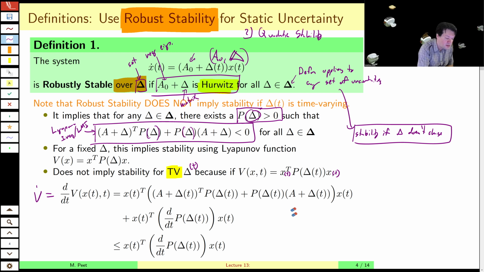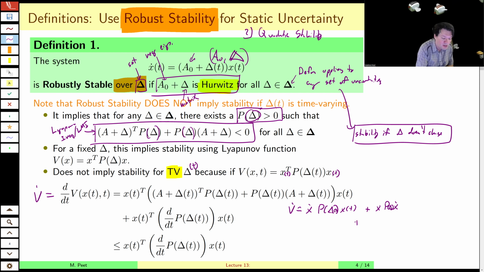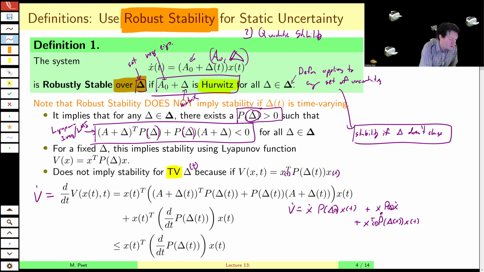Well, V dot is x dot transpose P of delta(t) x of t plus the normal part, x transpose P x dot. And then there's a third term, because remember, all three of these depend on t. There's a third term, x transpose P dot of delta of t. So that's this bit right here in the middle, a third part.